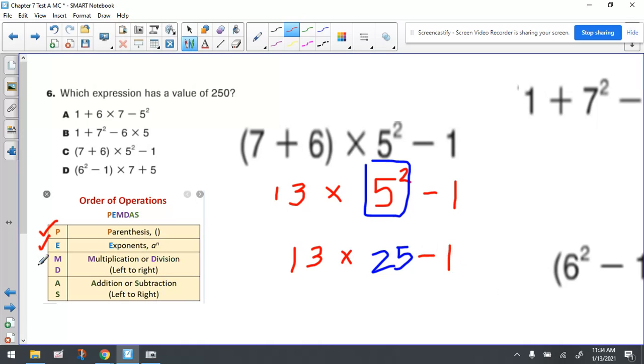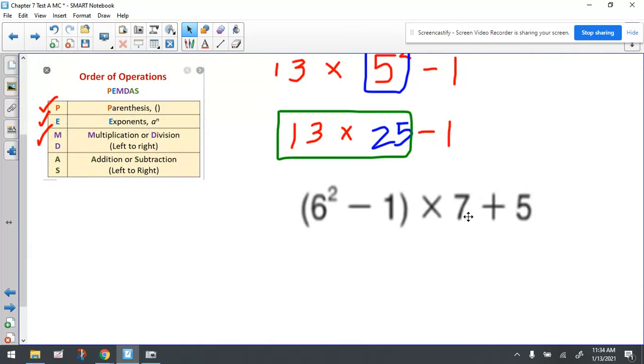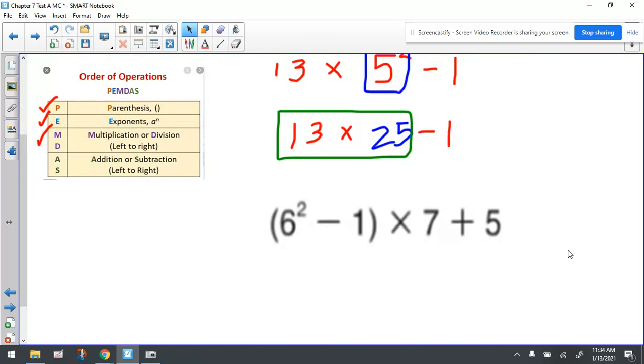All right, so what's next? We have to multiply or divide, whatever comes first from left to right. So that means you're going to be doing this next. So you're going to do that on your own, come up with a number, subtract 1 from it, and see if you get 250. Now, if you do, congratulations, you found the answer. If not, then you're going to go ahead and apply these same order of operations to letter choice D and see which one gives you 250. All right, good luck finishing that up.